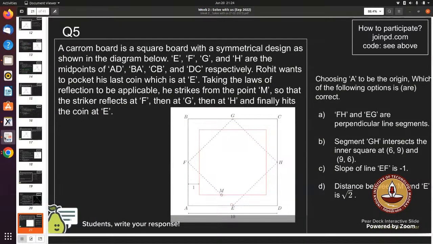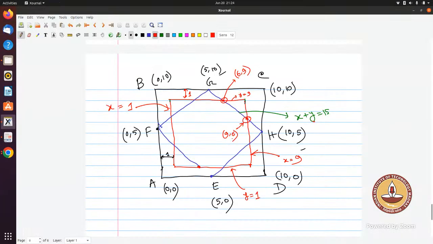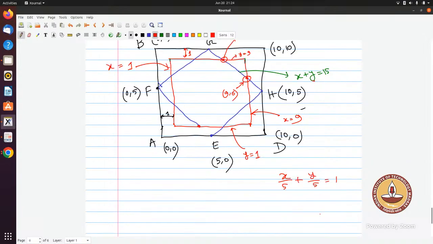Slope of line EF. What is EF? This one. Correct, sir. So basically x by 5 plus y by 5 equal to 1. This is the equation of the straight line because the x-intercept and y-intercept are given. Sir, tan of 135 is equal to -1. I don't need that actually, no? I just use the slope like this. And this is the equation. So slope is -1.